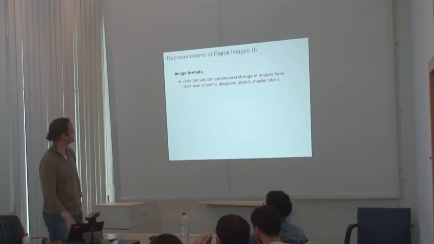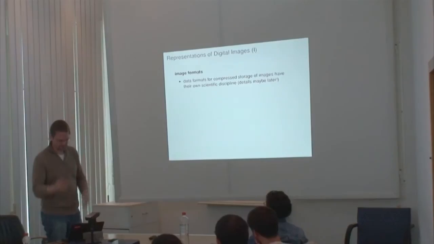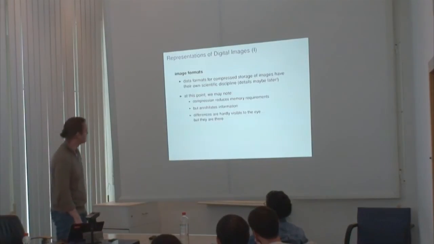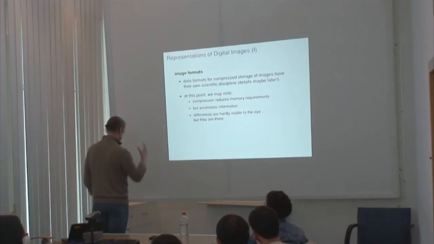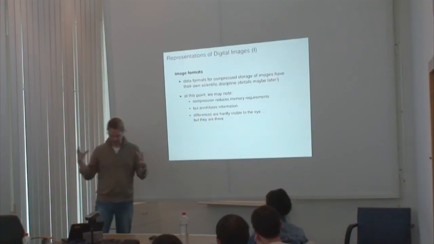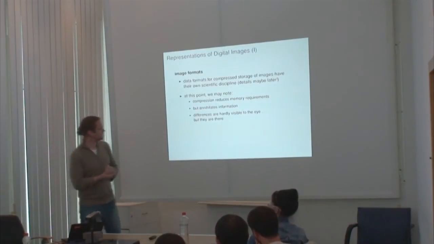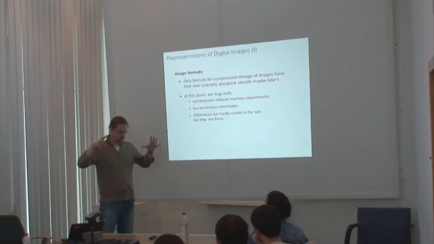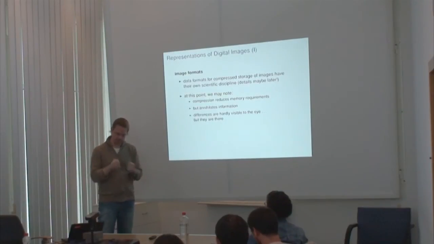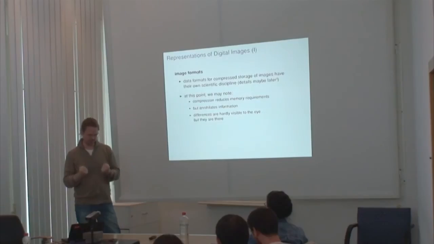Typically, I'll not go into talking about how images are being compressed. This is a science on its own. But we may note that compression, or these formats other than RAW, JPEG, GIF, and so on and so forth, are used to reduce the amount of memory that is required to store a digital picture.